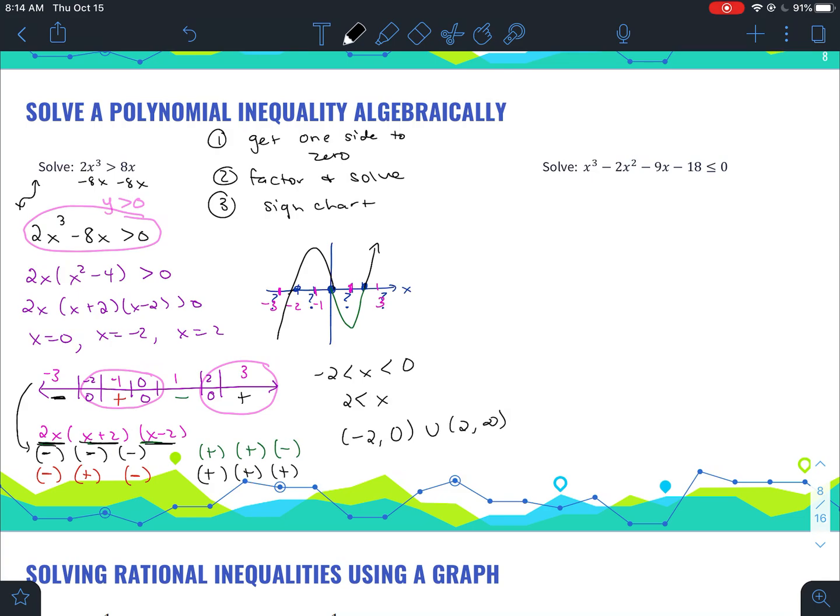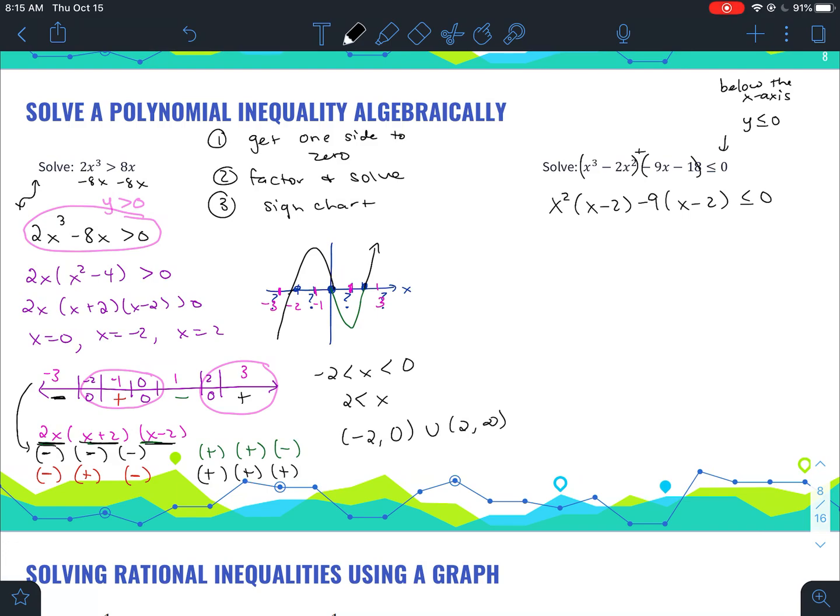So let's look at the next one. It says x to the third minus 2x squared minus 9x minus 18, and I want it to be less than or equal to 0. So I want the y values to be less than or equal to 0, so I want to be below the x-axis this time. So if I want to solve this, I'm going to factor by grouping. So for the first two, I'm going to pull out an x squared, and I'm left with x minus 2. On the next two, I'm going to pull out a negative 9, and I'm left with x minus 2.